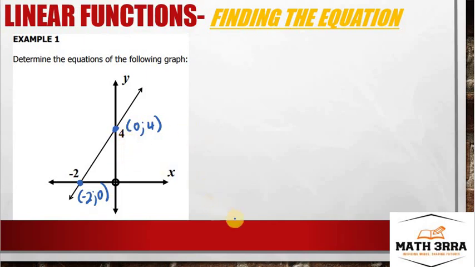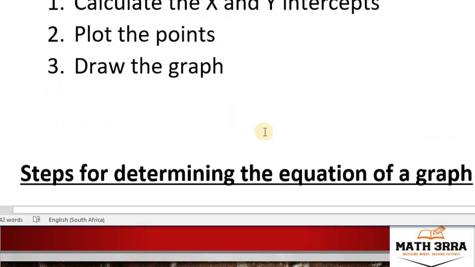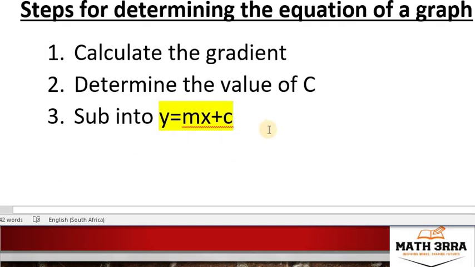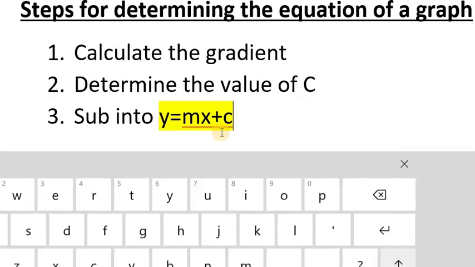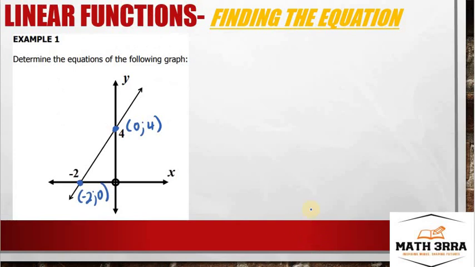When you've got 2 points on a graph like this, then you ought to be reminded of the steps that go into determining the equation of a function. So when we are determining the equation of a function, our first step is always to calculate the gradient. After we calculate the gradient, we determine the value of c in that standard form of y is equals to mx plus c. After we got both the gradient and the c, we just substitute m in the place of m in this equation and c in the place of c. Simple enough, ne?